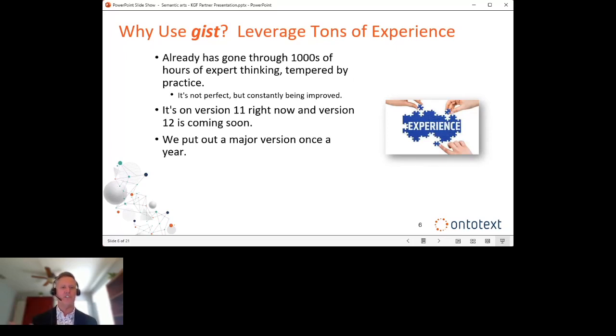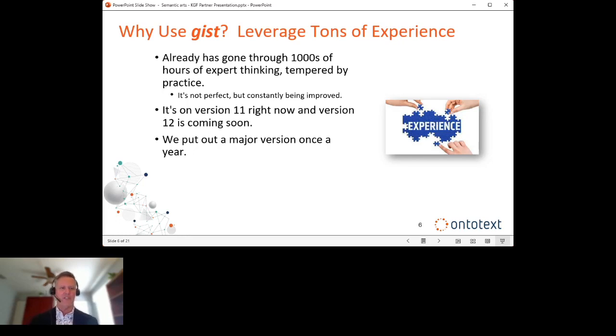Another reason to use GIST is you get to leverage tons of experience. So the GIST ontology has thousands and thousands of hours of expert thinking. Dave McComb is at Semantic Arts. You may have heard of Michael Uschold, who has written books on OWL. They are all consultants there and have all put time in. In fact, they were the primary authors of some of the early editions of GIST. So you have a lot of expert thinking in there. It's not their first rodeo.